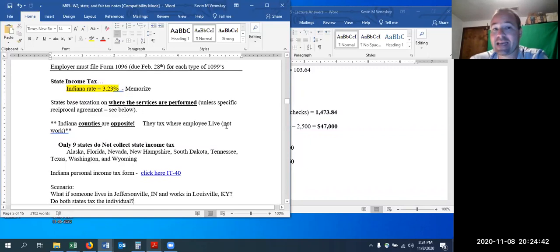All right, so for Indiana, we've already talked about this back in week 1, but now we're kind of making it official. Something you should memorize for this class. When you file your Indiana income taxes, you're taxed at 3.23%. And just to make it pretty close, it's not going to be exact necessarily.